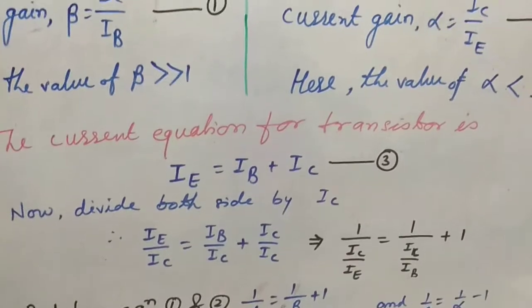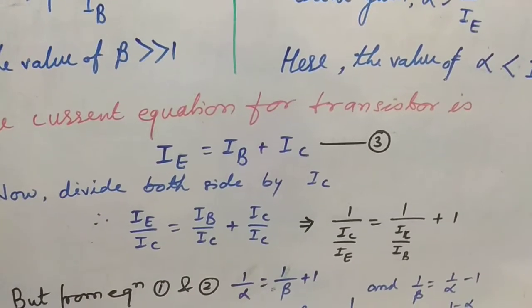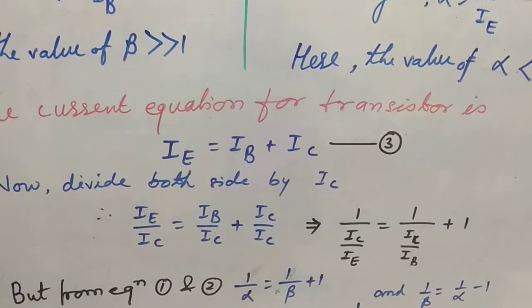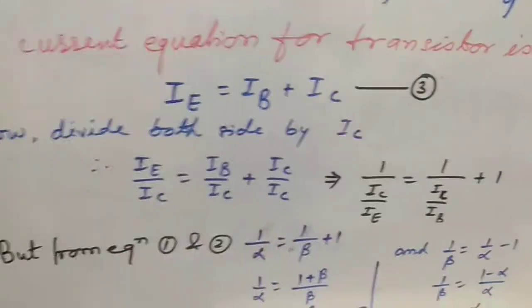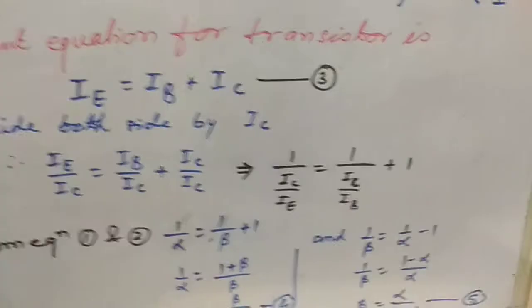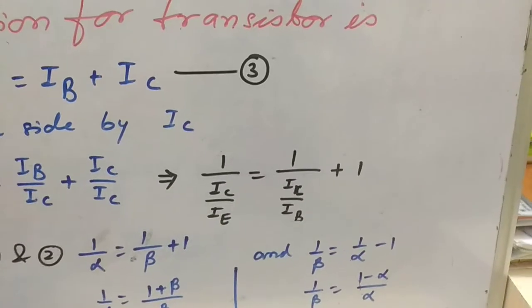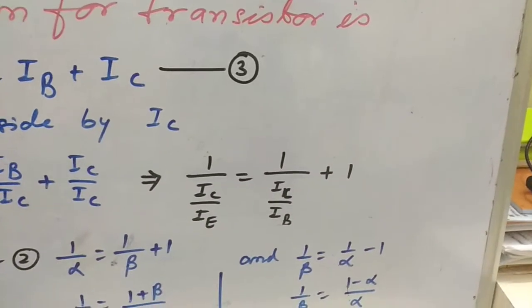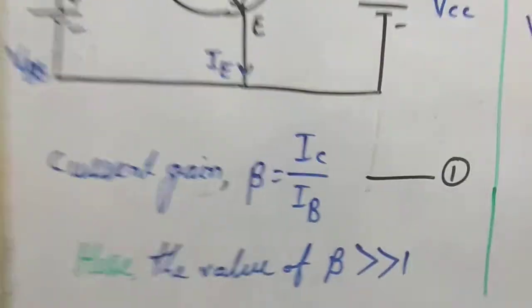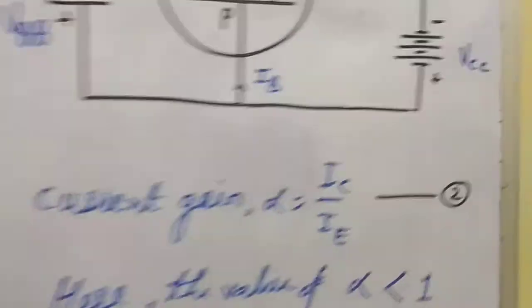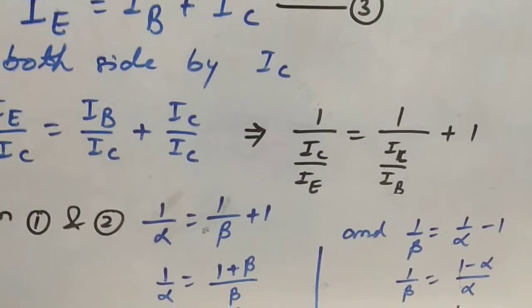Now divide both sides by IC. So IE upon IC is equal to IB upon IC plus IC upon IC. Now after rearranging, we get 1 upon IC upon IE is equal to 1 upon IC upon IB plus 1. But we know that from equations 1 and 2, beta is equal to IC upon IB and alpha is equal to IC upon IE. Substituting these values in this equation, we get 1 upon alpha is equal to 1 upon beta plus 1.